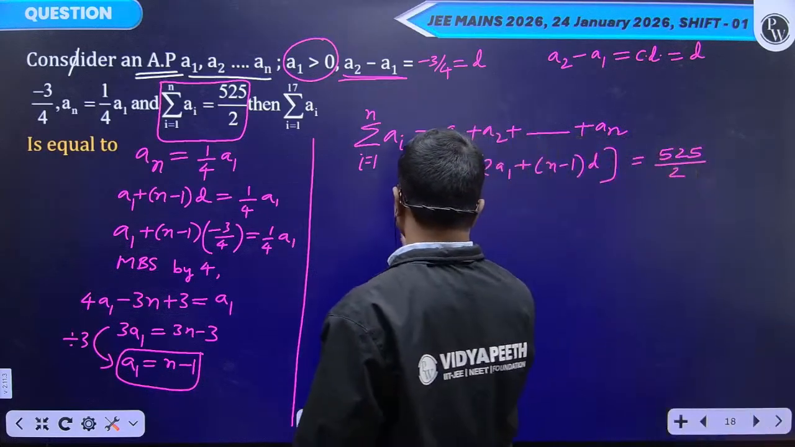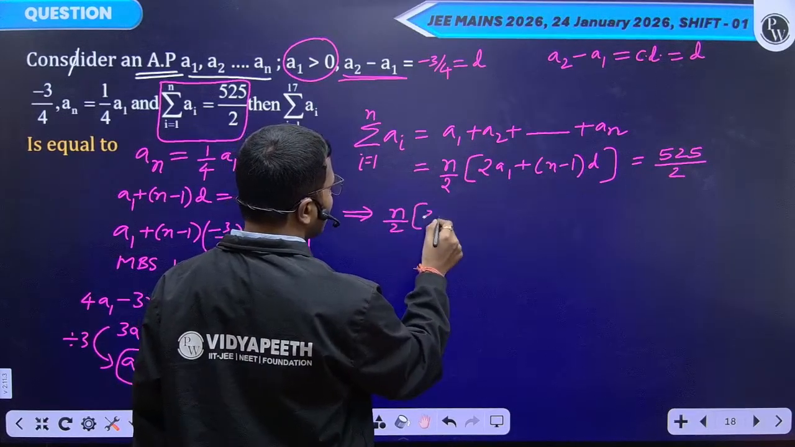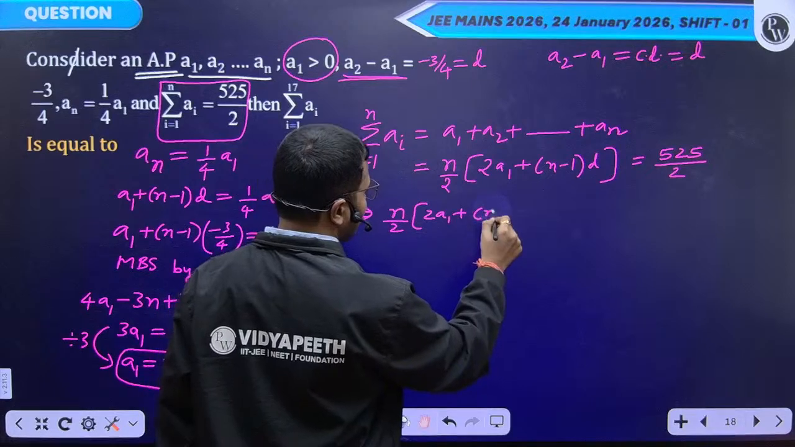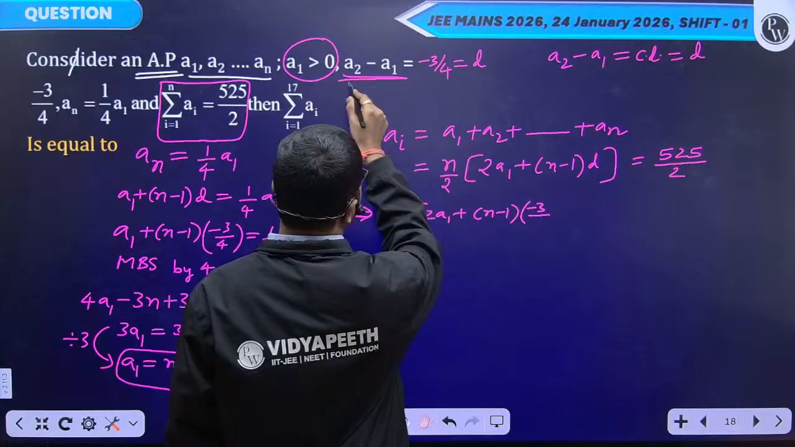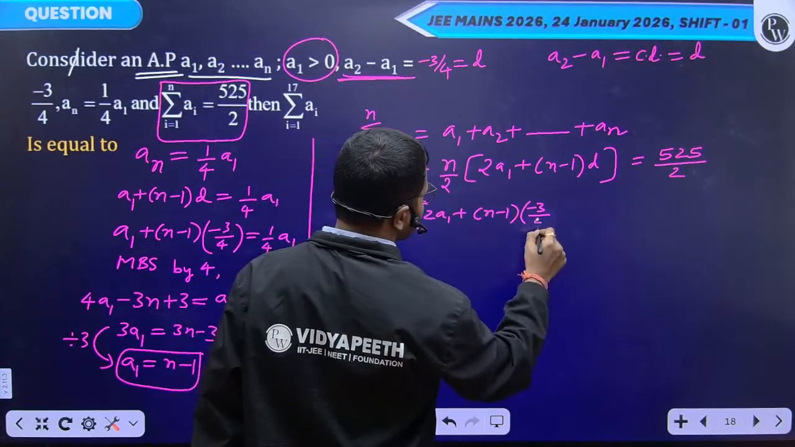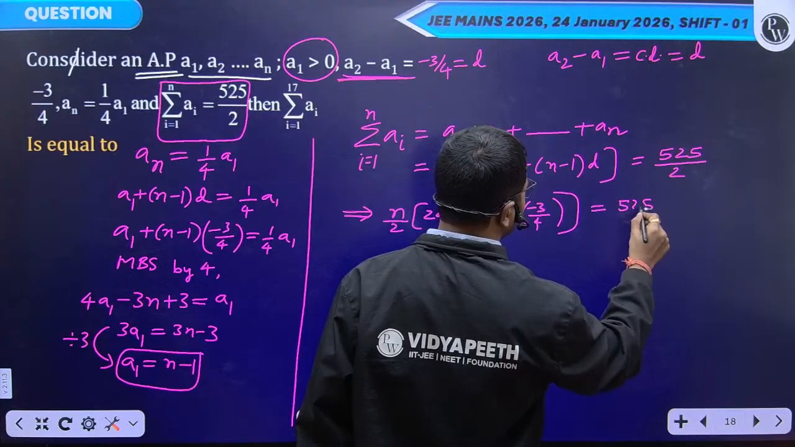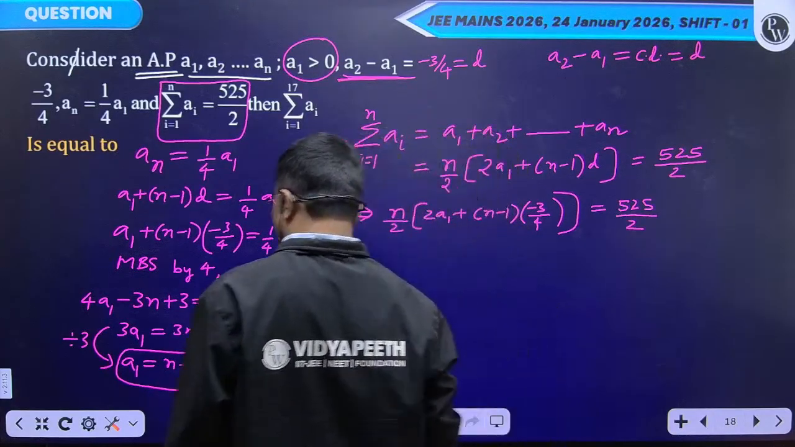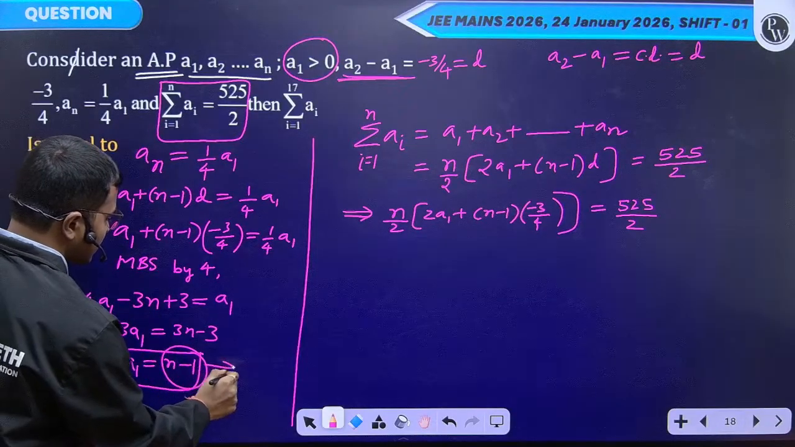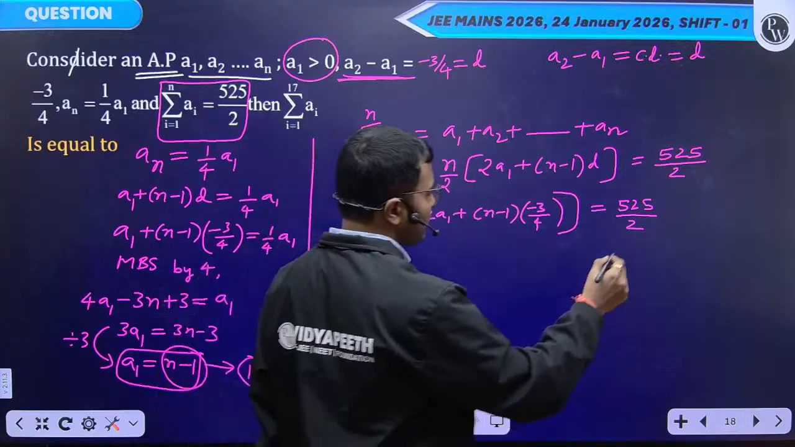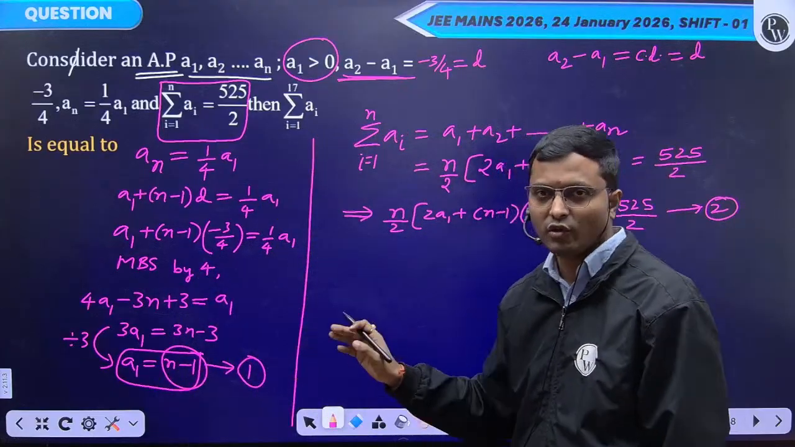Let us get one more equation here, n by 2 into 2a1 plus n minus 1. The d value is given in the question. Okay, it is given as a2 minus a1, so minus 3 by 4, is equal to 525 by 2. And here already we have n minus 1 is equal to a1. Let us use this equation 1 information in equation 2, because n minus 1 is a1. So we will put it here.